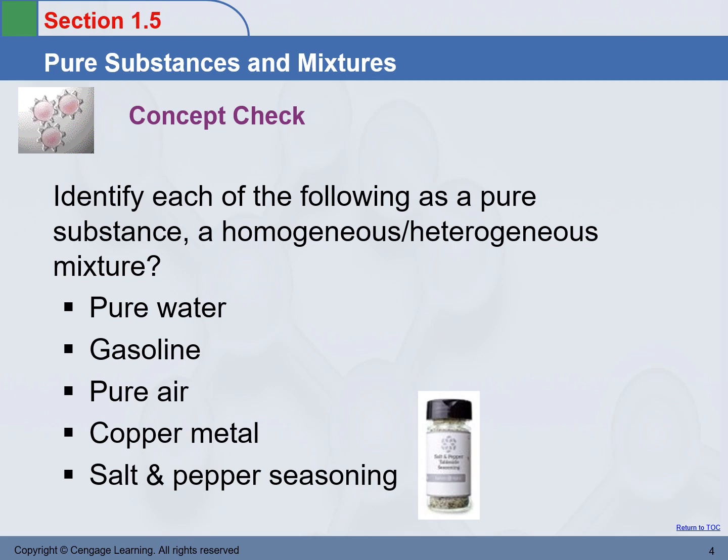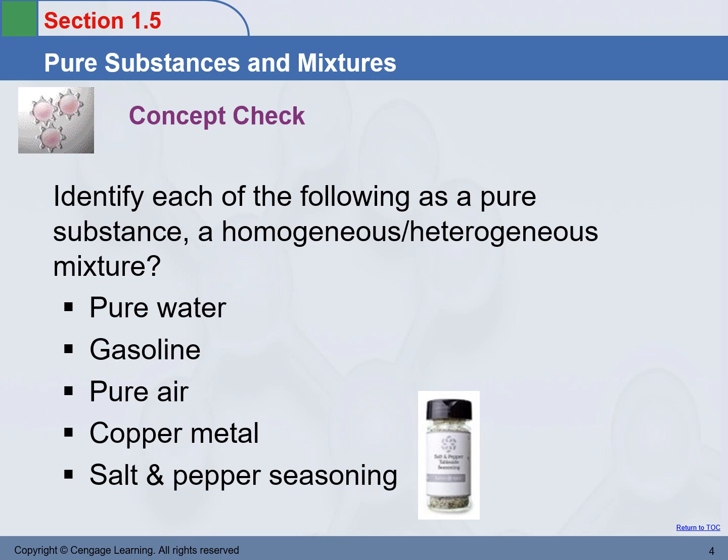Pure air. The word pure in pure air is a little confusing. We all know air has different gases in it. In the air, we have oxygen, nitrogen, carbon dioxide, water vapor. So air is a mixture. The word pure here is different from pure substance. The pure here means it is free of pollution. So pure air is a homogeneous mixture as well.